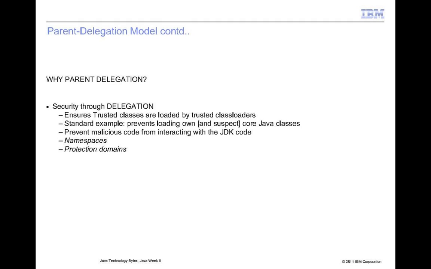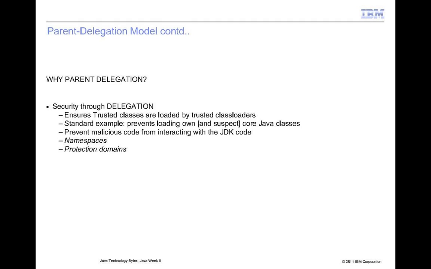The bootstrap class loader will first check its cache, see that java.lang.String is already loaded, and return that reference. So you have eliminated the class load of a probable suspect, your own version of java.lang.String. The JVM has enforced the parent delegation model and ensured that only sane or benevolent code is loaded.